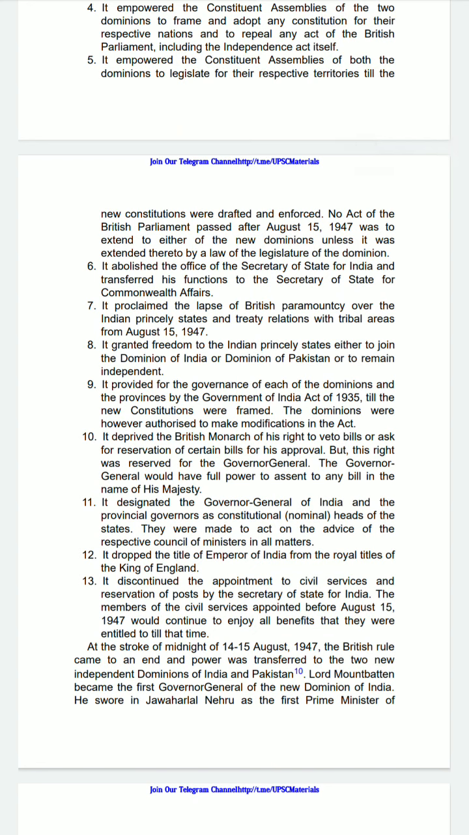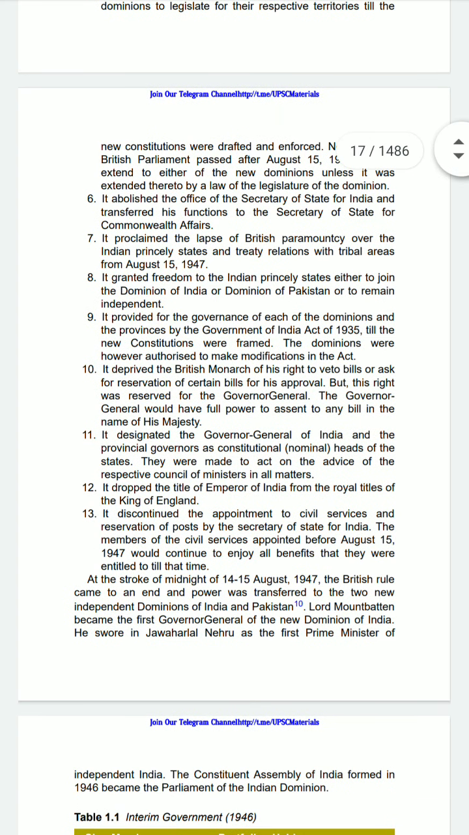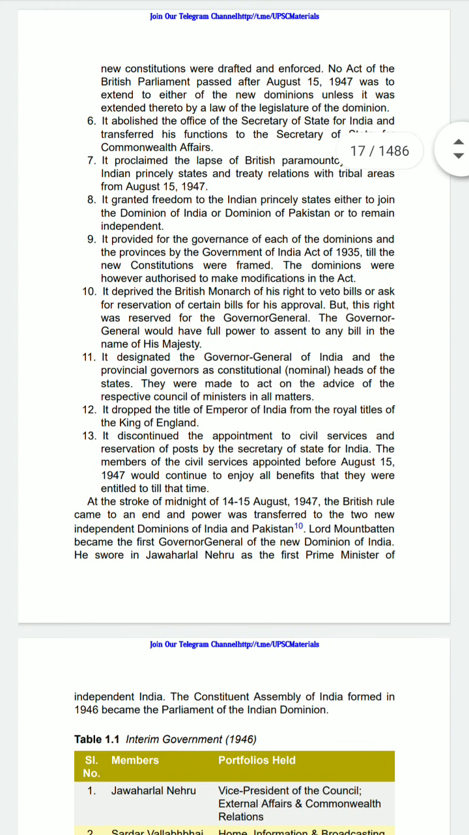It abolished the office of Secretary of State for India and transferred his functions to the Secretary of State for Commonwealth Affairs. It proclaimed the lapse of British paramountcy over the Indian princely states and treaty relations with tribal areas from August 15, 1947. It granted freedom to the Indian princely states either to join the Dominion of India or the Dominion of Pakistan or to remain independent.